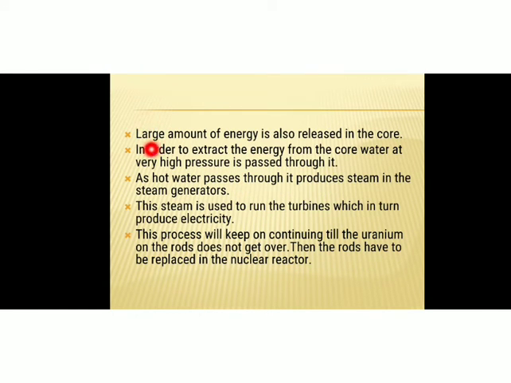A large amount of energy is also released in the core. In order to extract the energy from the core, water at very high pressure is passed through it. As the hot water passes through, it produces steam in the steam generators. This steam is used to run the turbines, which in turn produce electricity. This process will keep on continuing until the uranium on the rods gets used up. Then the rods have to be replaced in the nuclear reactor.